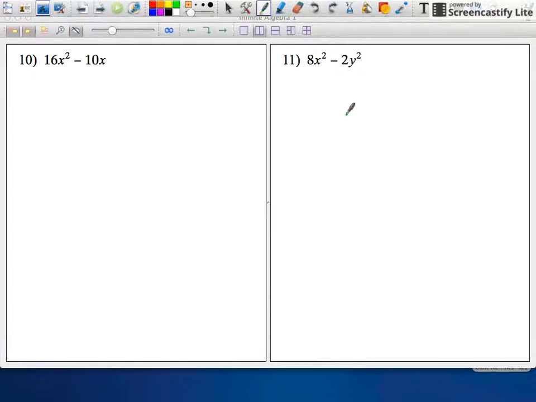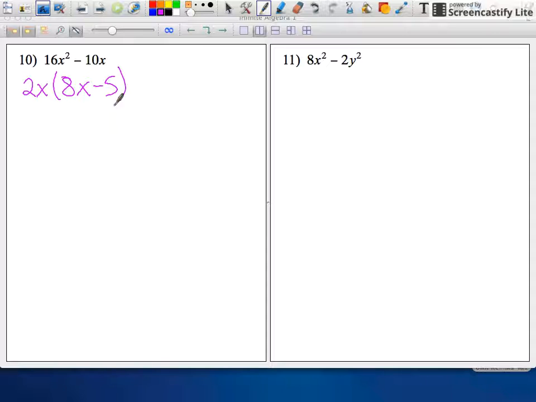For number 10, the first thing I notice about it is that it's only got two terms, which means we're starting with GCF and we're thinking maybe it's a difference of perfect squares. Well, I can get a 2x out of both of those pieces. When I pull a 2 out here, I get 8, and I take one of the x's away, I get x. When I pull a 2 out here, I get minus 5, and it had only one x, and we took it away.